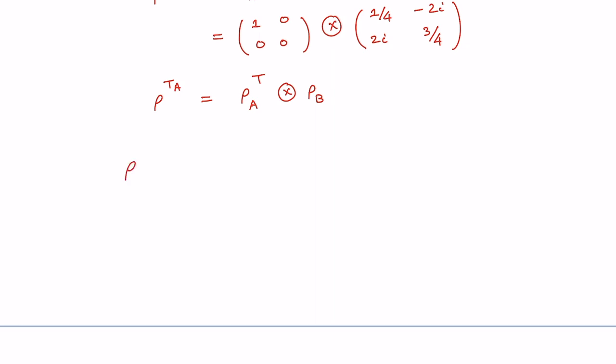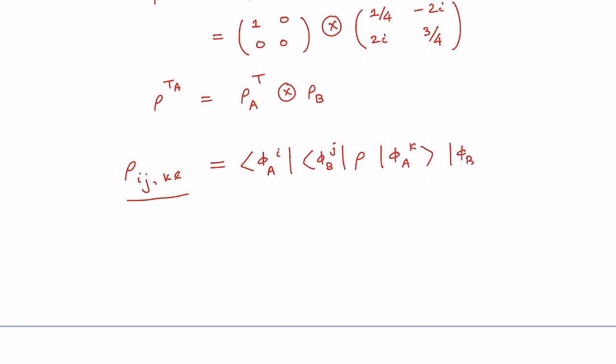More technically, say the density matrix element of a composite system A plus B is given in the orthonormal basis by this, say rho ij. These are the density matrix elements for the density operator rho. Then we can write this in the orthonormal basis of the Hilbert space of A and B like this. Phi A is the orthonormal basis belonging to the Hilbert space of A, and phi B is the orthonormal basis belonging to the Hilbert space of B. And here I have phi A K and phi B L.